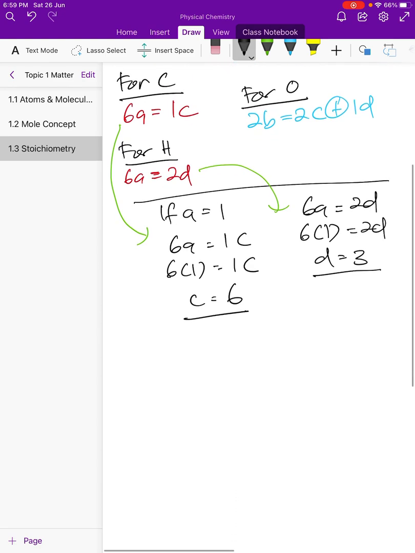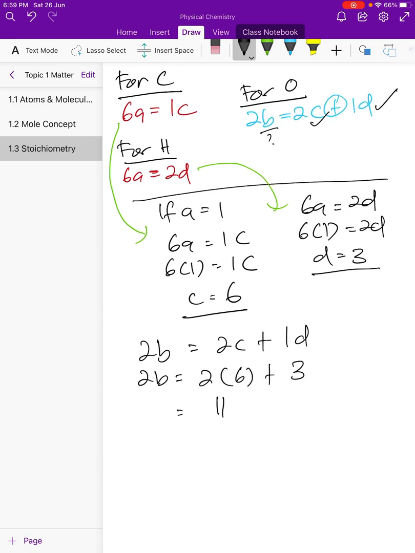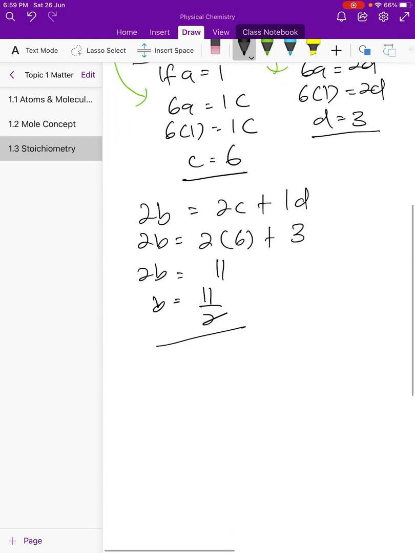Now we can solve B. Since we know D is 3 and C is 6, we can find what B is. 2B equals to 2C plus 1D. 2B equals to 2 times 6, C is 6, plus D which is 3. So that is 15. Wait, as stated: 2B equals to 11, B equals to 11 over 2. So now we substitute all the A, B, C, D into the equation.